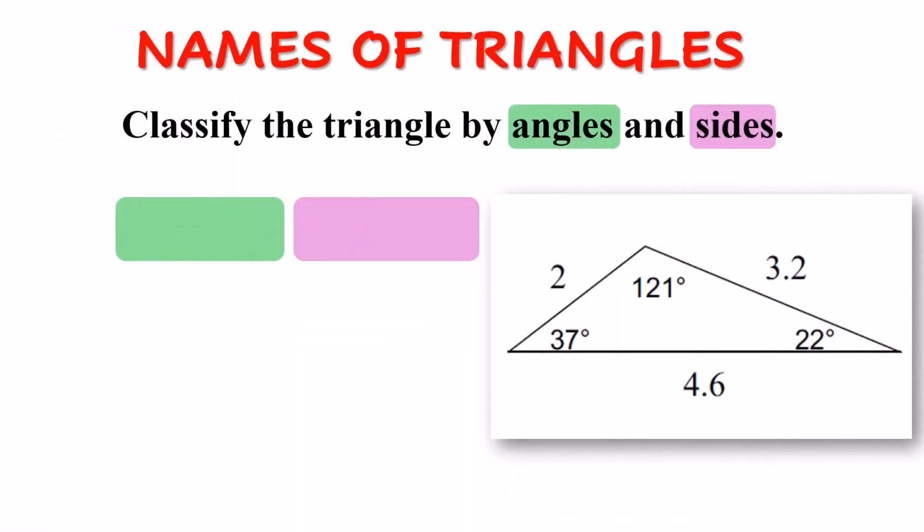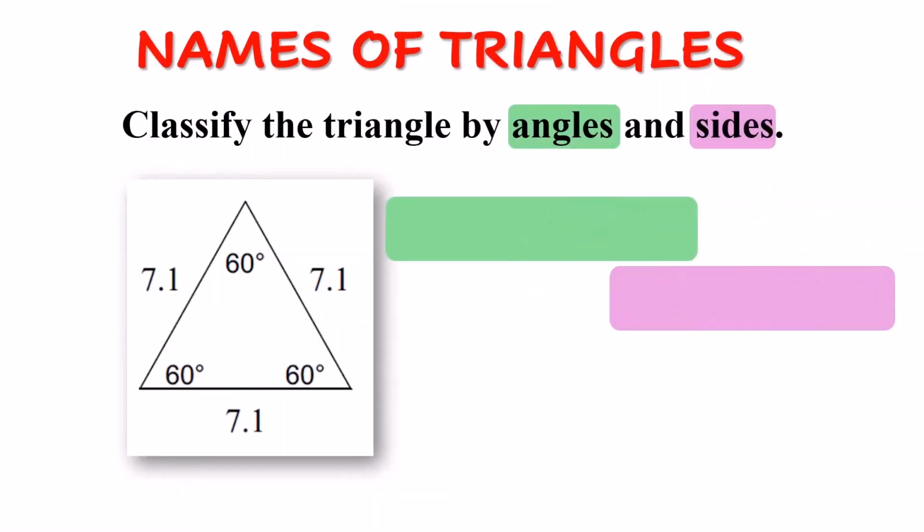Do it again. First by the angles, take a look. 37, 22, and 121. You have one big angle here. So it is obtuse. And by the sides, we have a 2, 4.6, and a 3.2 in lengths. Also scalene. Okay, you try this one.